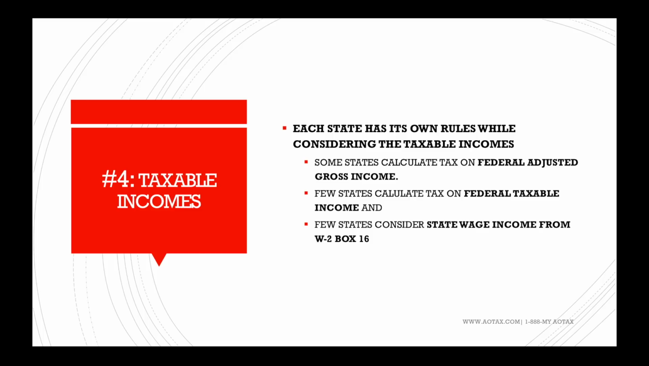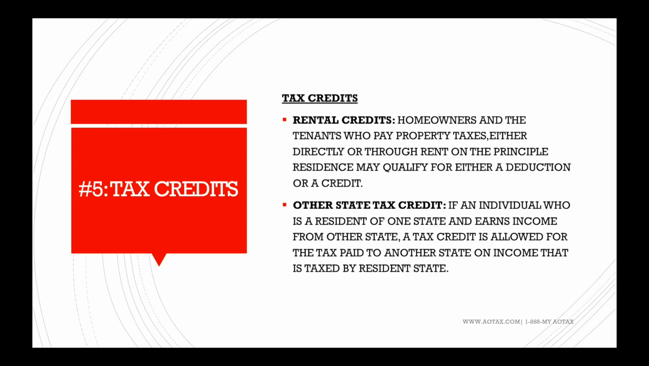That's reported on Form W2, Box 16. So each state has its own rules when considering the taxable income and tax credits. Many states give different types of credits, especially rental credits. In case you are renting a house or paying taxes, you get the rental credit. You also get a credit for the real estate taxes paid, and you also get other state tax credit.